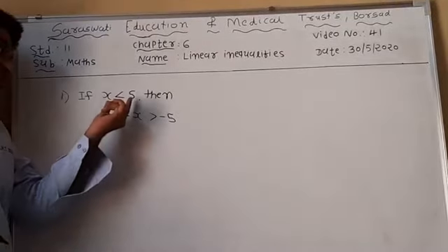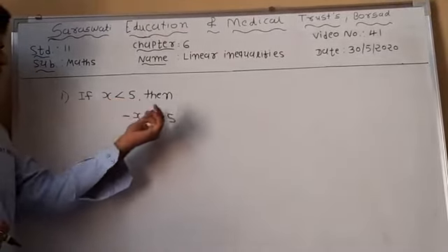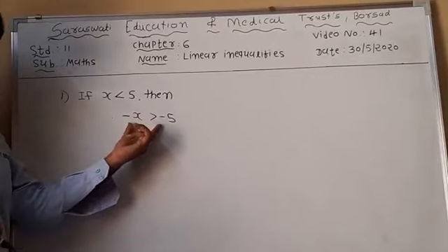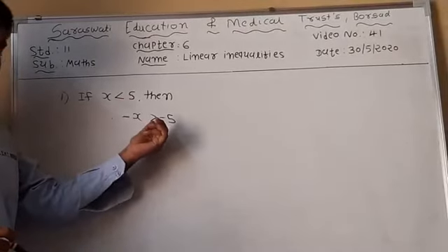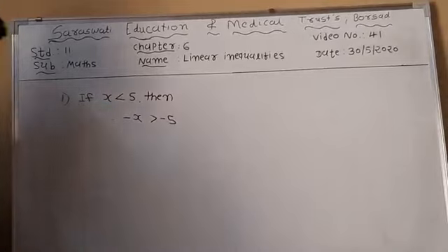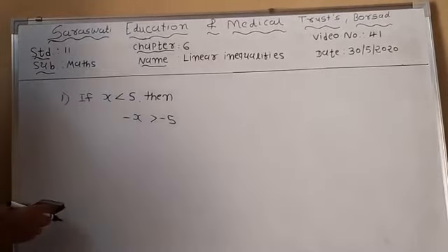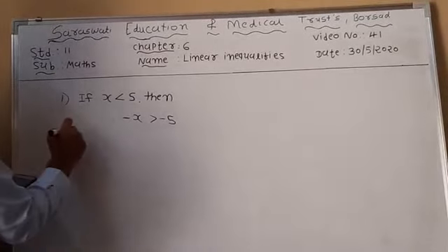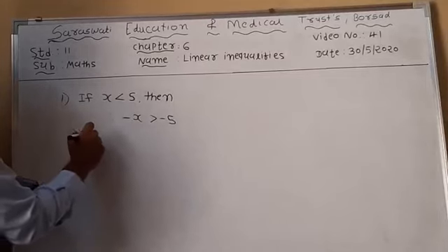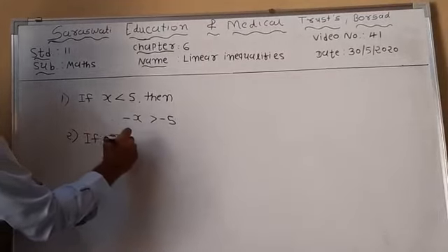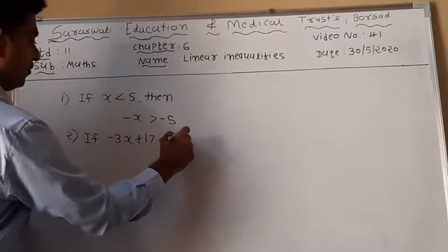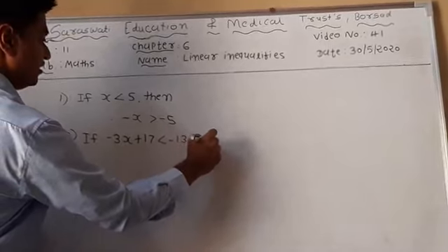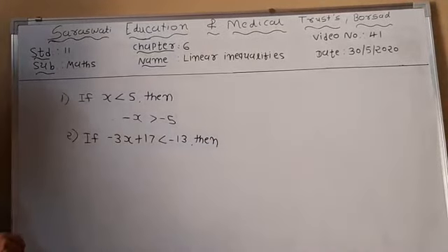So another meaning of x less than 5: we can write it this way, multiply by a minus sign on both sides, and here we write minus x greater than minus 5. Now the second one: if minus 3x plus 17 is less than minus 30, then find the value of x.